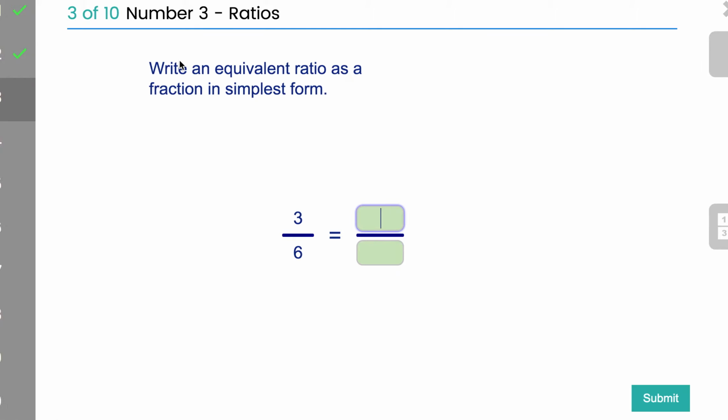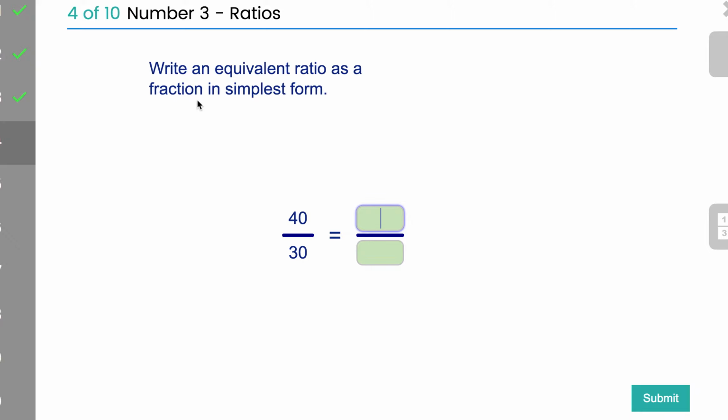One more. Write the equivalent ratio of this one, 3 sixths, or 3 out of 6, or 3 over 6, or 3 to 6. So the simplest form of that one is going to be dividing them both by 3. 3 divided by 3 is 1, 6 divided by 3 is 2. So 3 out of 6 is the same as 1 out of 2, or a half. I'm sure you figured that one out already.